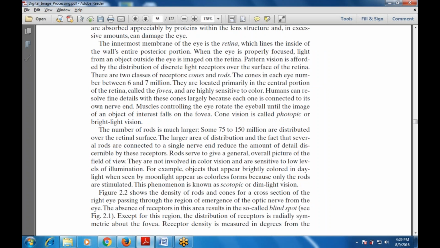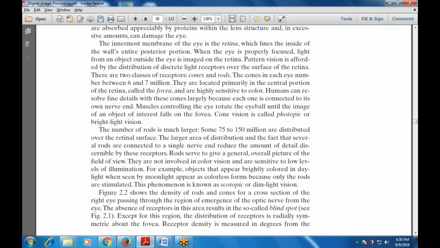Now, what is the role of the rods? They serve to give a general overall picture of the field of view. They are not involved in color vision and are sensitive to low levels of illumination. For example, an object that appears brightly colored in daylight appears as a colorless form when seen by moonlight, because only the rods are stimulated. This phenomenon is known as scotopic or dim light vision.